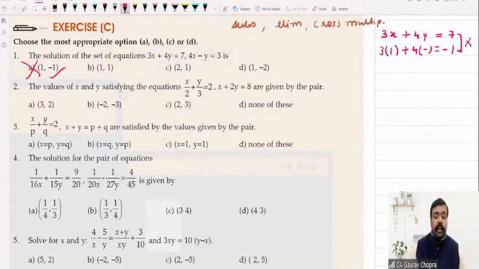All right. Then we can try with option number second. If the second option is 1, 1, that is 3 into 1 plus 4 into 1, this gives a total of 7. Yes, now equation 1 is getting satisfied. So it is correct. But we also have to check with the second equation. So let's substitute this in the second equation also. 4 into 1 minus 1 gives 3, and we are also given 3. So the second is also matching, hence option number B is totally correct.